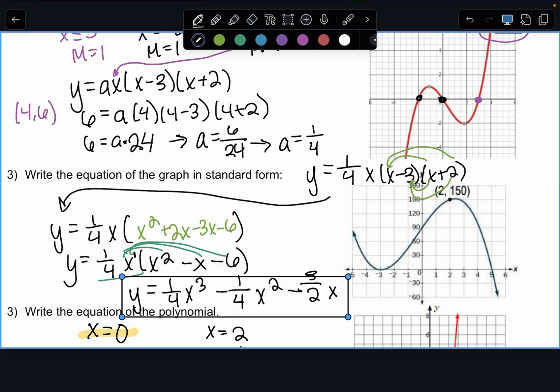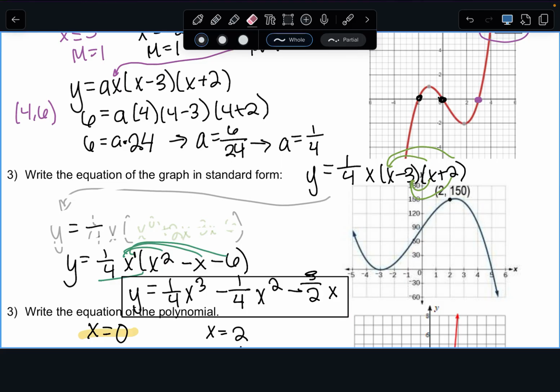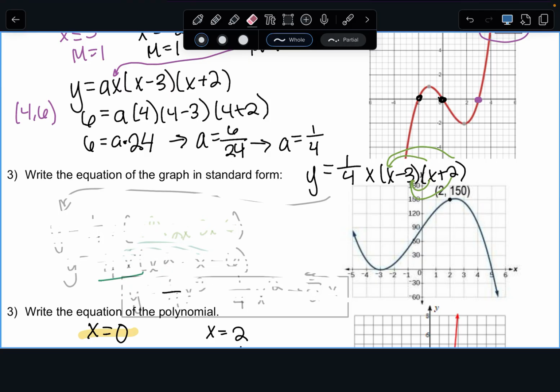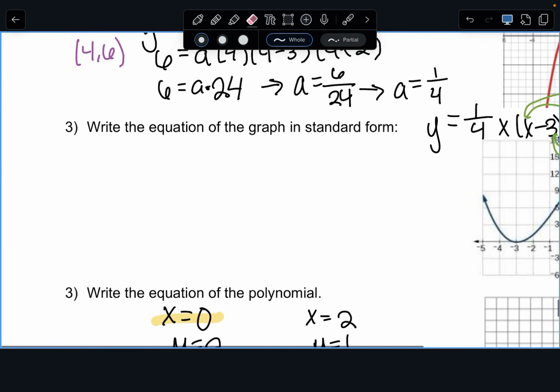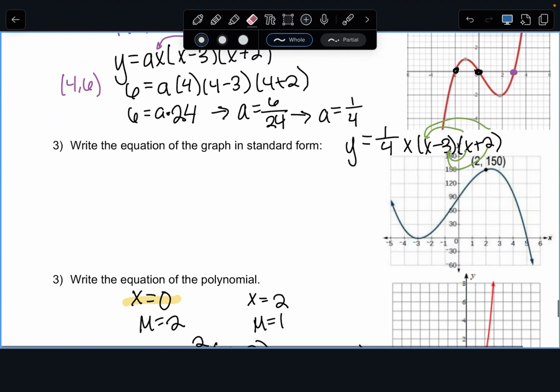Questions on that one? Okay, let's do one more before homework time. This one is also asking us to write it in standard form, but this one gets a little bit messier when we convert to standard form, okay?